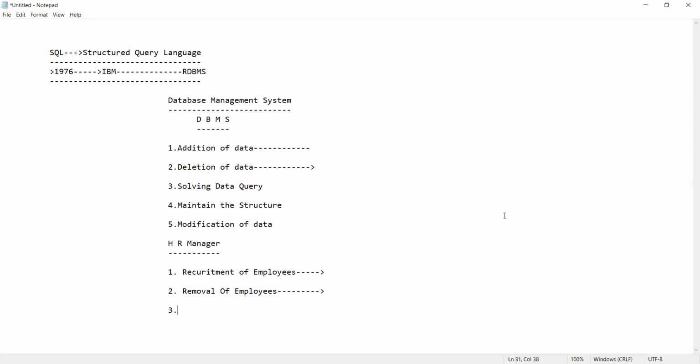That means to solve the query of the data, we use what? Solving data queries is one of the major tasks on the database done by the system called the database management system. Here also, solving employees' problems, you can see.